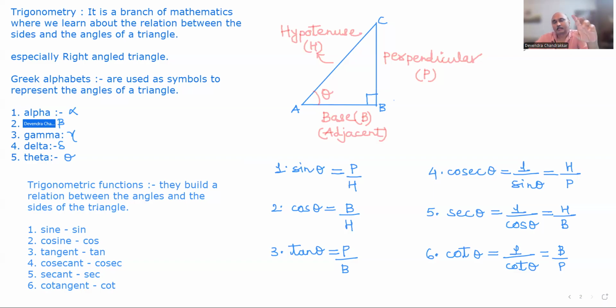So these are the relations between the sides and the angles of a triangle for a given specific trigonometric function. For sine, the ratio is P by H. For cos, the ratio is B by H. For tan, the ratio is P by B. And for the next three, it's the inverse of the first. If you have any queries till this point, you can ask me. If you don't have any queries, please make notes quickly.